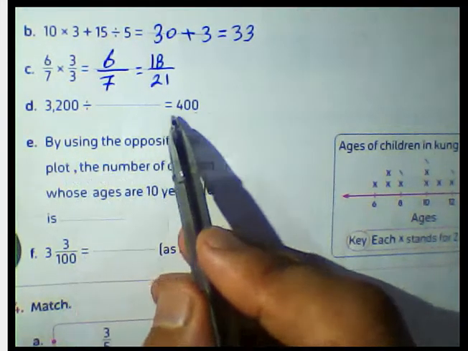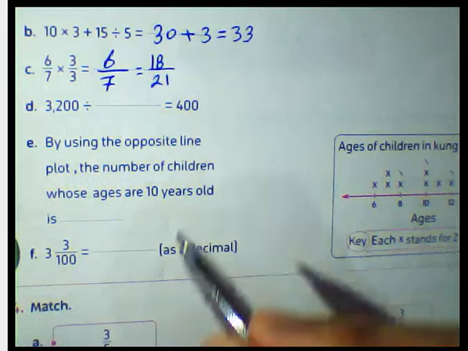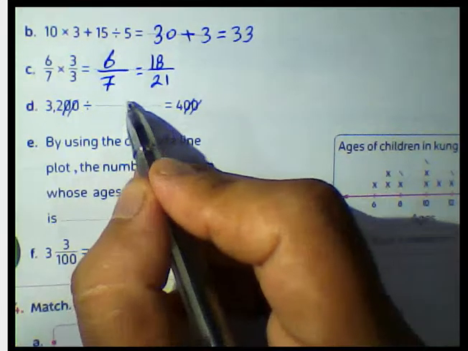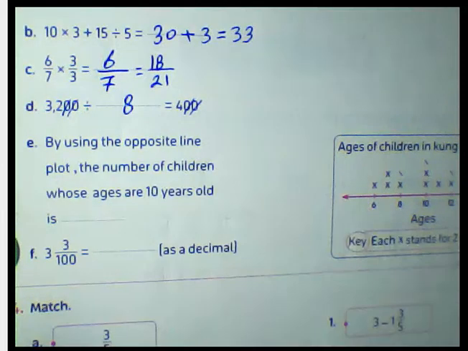3,200 divided by what equals 400? We can cancel the double zero here with the double zero here. 32 divided by 4 equals what? Equals 8, because 4 times 8 equals 32.